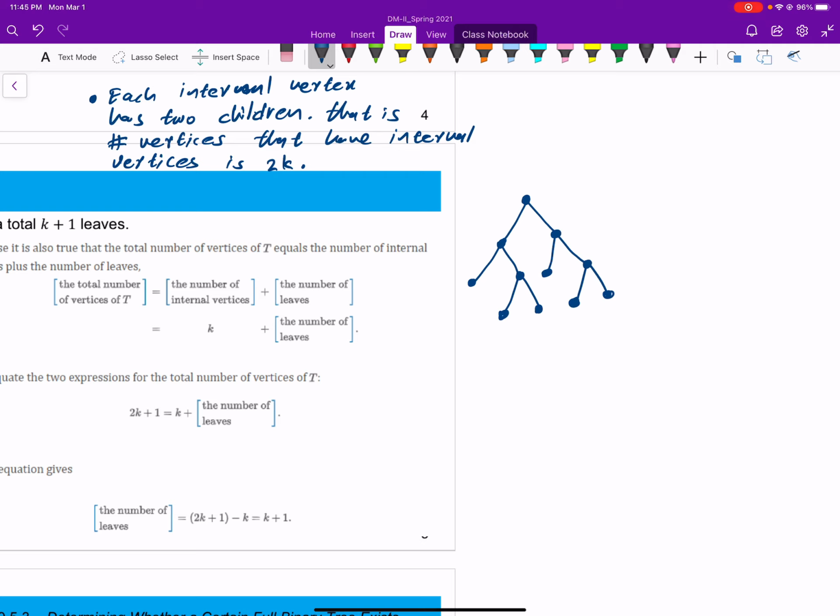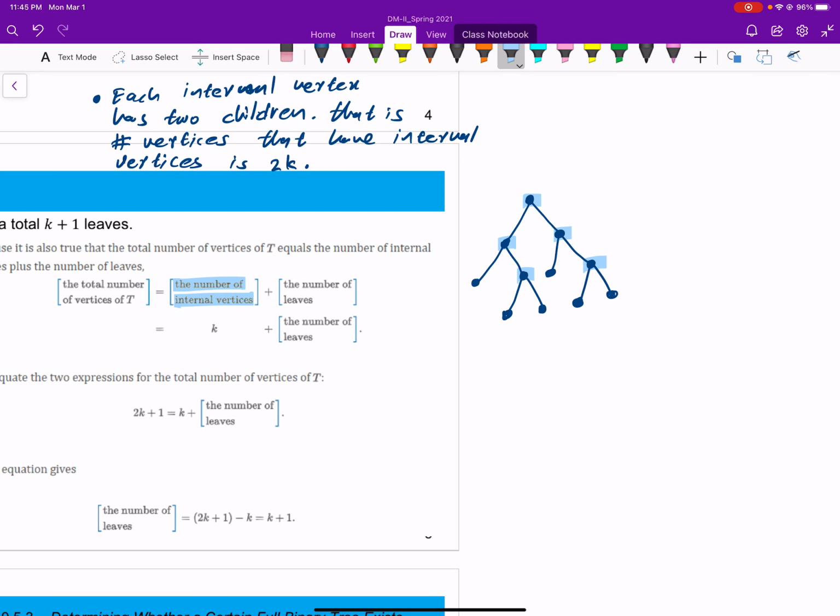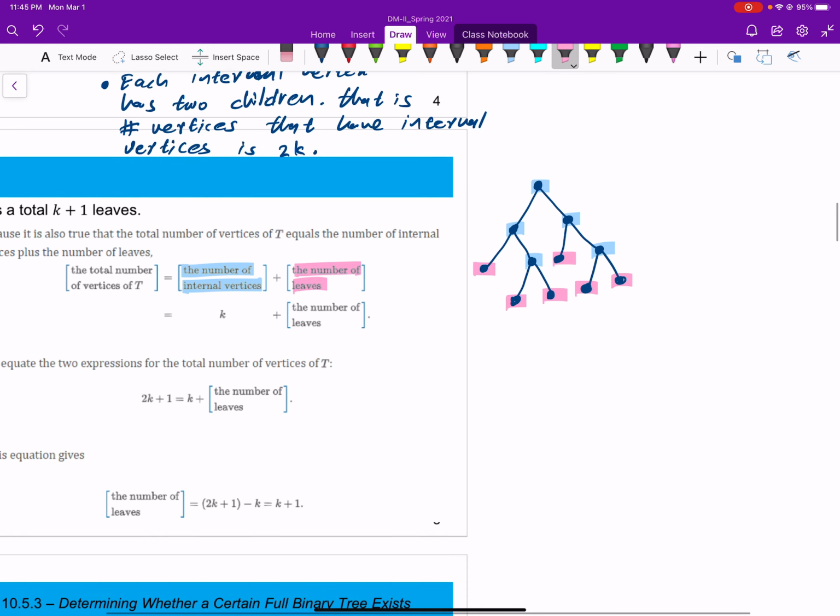Now let me mark the number of internal vertices. This is an internal vertex, internal vertex, internal vertex, internal vertex, internal vertex. These are the internal vertices, and then let me mark the leaves. Leaf, leaf, leaf, leaf, leaf. There are 5 leaves and 5 internal vertices. Oh, I'm sorry, I forgot that. This is a leaf too. So these are the leaves, and others are the internal vertices.